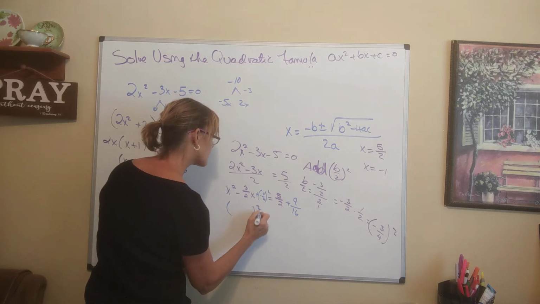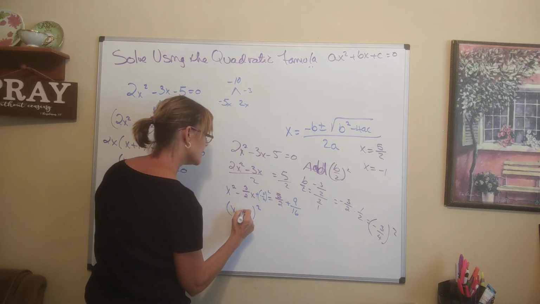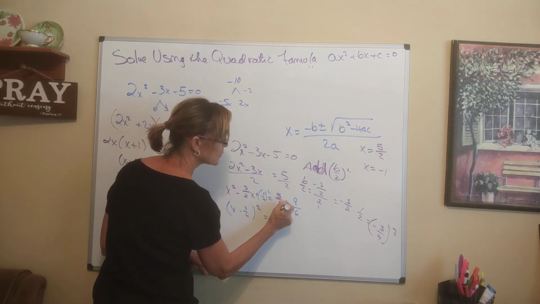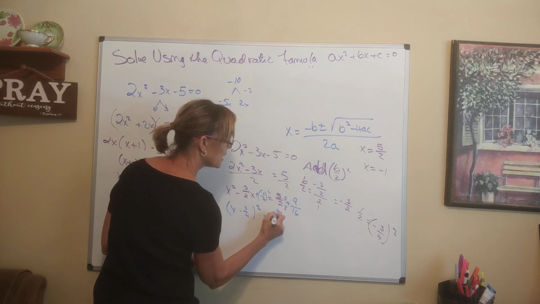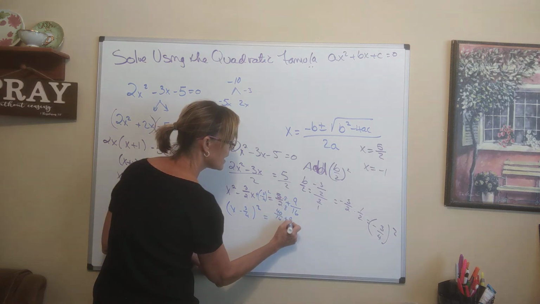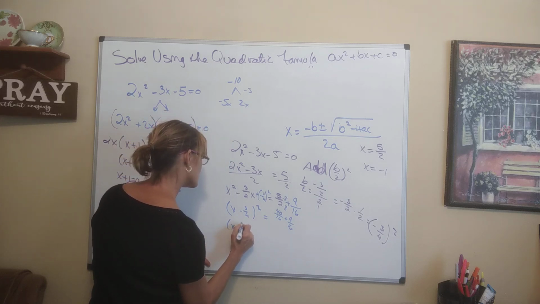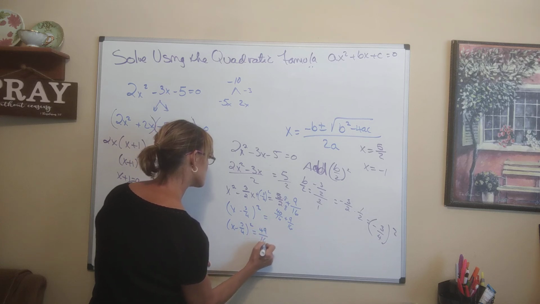This will always factor into x plus whatever I see in there, quantity squared. Over here, I'm going to add these. I need to multiply this times 8 times 8. So that's going to be a 40 over 16 plus 9 over 16. So I get x minus 3 over 4 squared is 49 over 16.